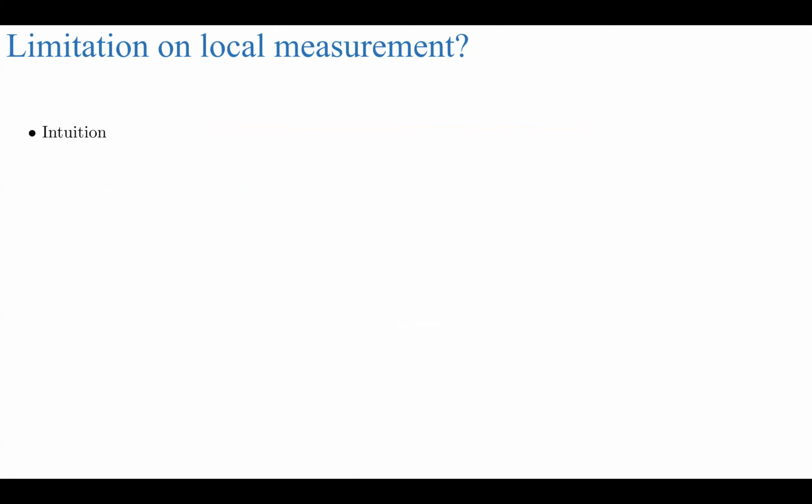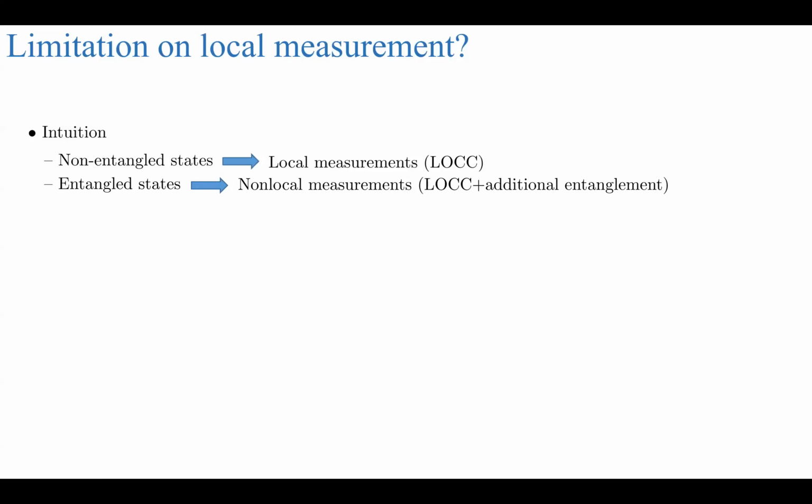So let's look at the entanglement in the states to be discriminated and local distinguishability. One might expect that if there is no entanglement in the states to be distinguished, then LOCC is enough to distinguish them with certainty. On the other hand, if there is entanglement in the states, then we should use a non-local measurement, which means LOCC plus additional entanglement as a resource. So it's a very naive but natural intuition.